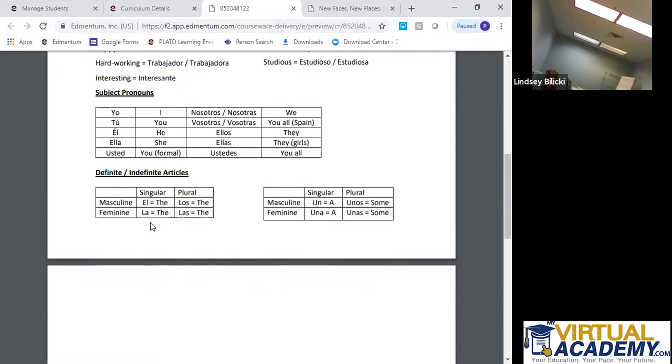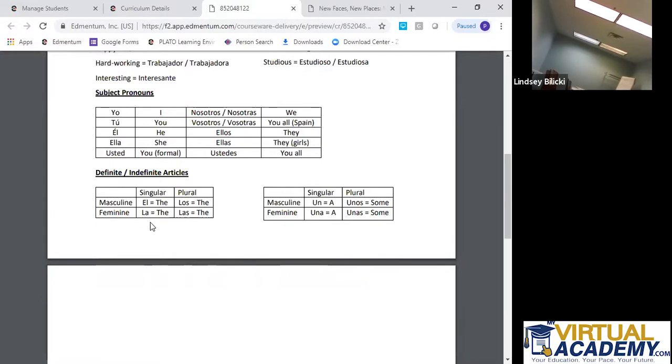And then in feminine, la, which is la niña. So it's a feminine, it's a girl thing. La niña, the girl. And then in plural, las niñas, the girls.